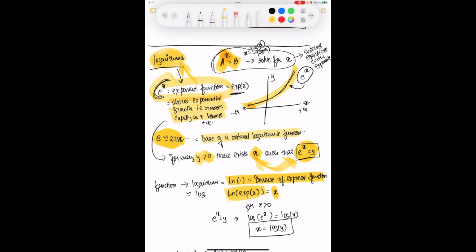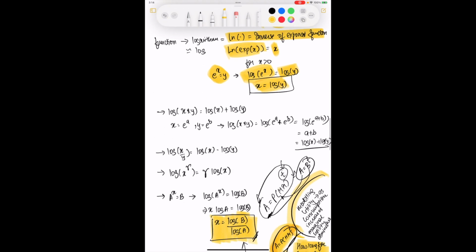Exponents are when x tends to negative infinity, y tends to 0. When x tends to positive infinity, y tends to positive infinity. And that's the exponent function. The logarithmic function is the inverse of the exponent function. So log of e raised to x is equal to log of y, right? And so x is equal to log of y. So in this case, if we're given this, we can solve for this.